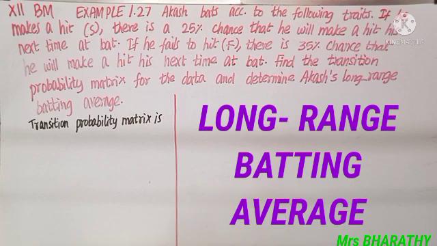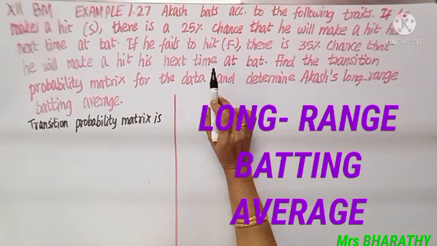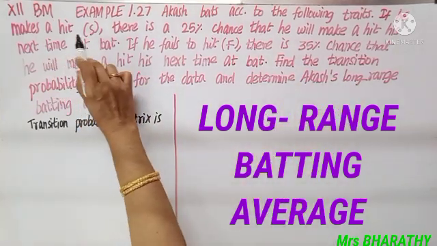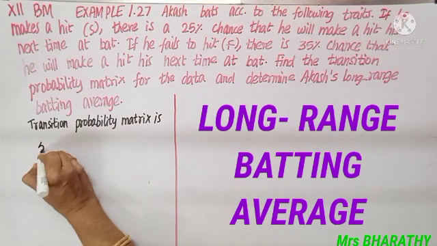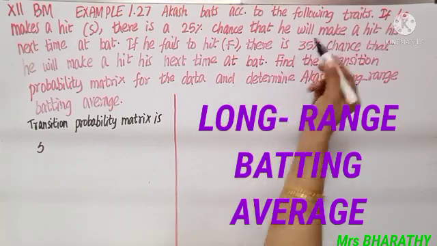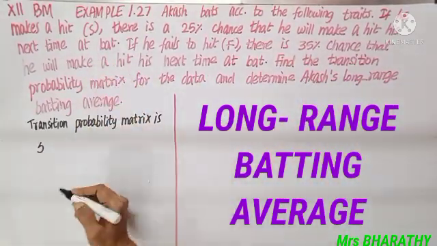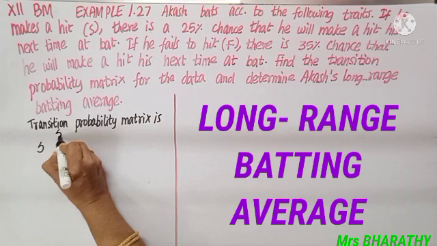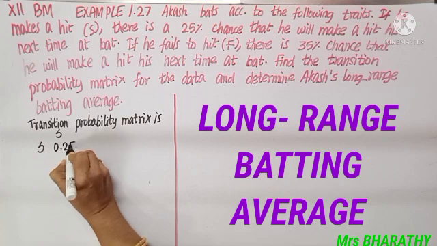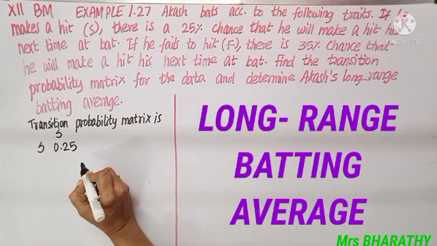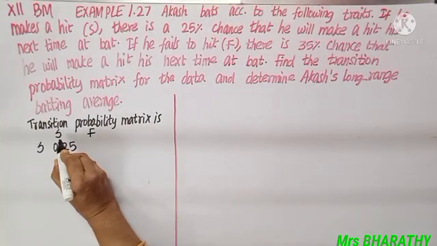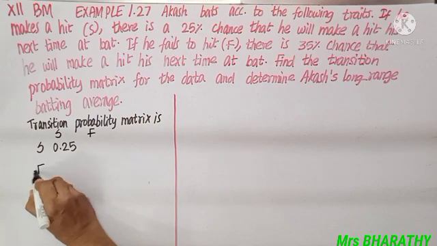Example 1.27. Akash bats according to the following traits. If he makes a hit, that is, if he is successful, there is a 25% chance that he will make a hit his next time at bat. So, first time successful, again successful is 25%, that is 0.25. If he fails to make a hit, so S for success, F for failure, let us take.